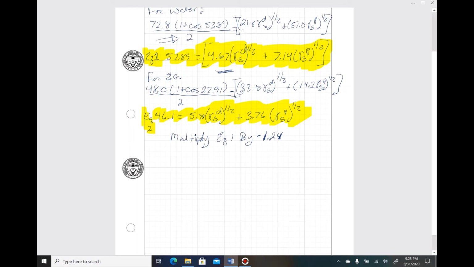And you get negative 72 minus 5.81 gamma SD to the 1/2 minus 8.85 gamma SP also to the 1/2. You add this to equation 2.